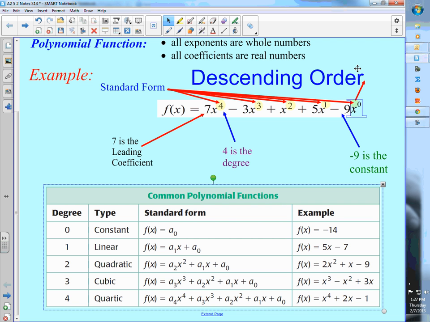Does that make sense to everybody? Everybody in here has worked with polynomials before. You all have, whether it's a quadratic or a cubic. You've all worked with polynomial functions in the past.